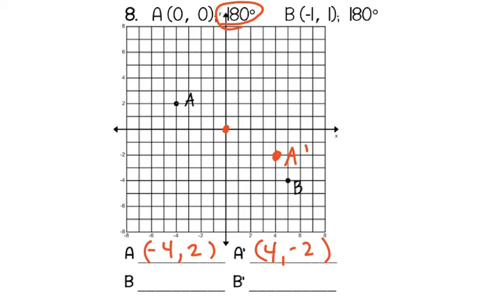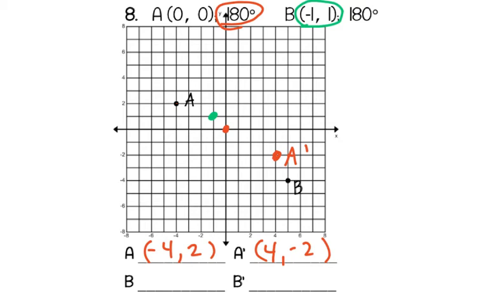Okay, I'm going to do B, and B is going to be rotated around the point (-1, 1). So this is going to be my center of rotation. B is going to be going 180 degrees like that. And so I know B is going to end up somewhere over there. It's good before you start to just know where you're heading, and that way you're not surprised when you get there.